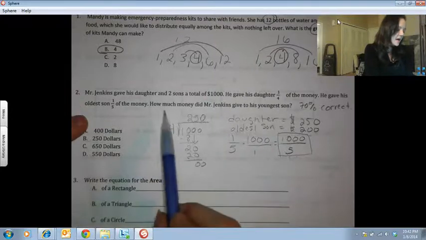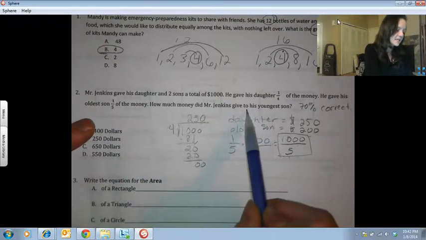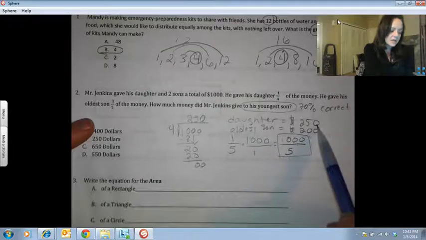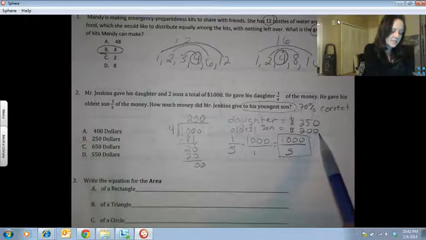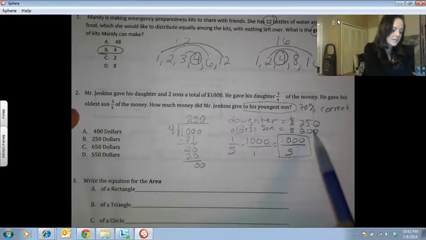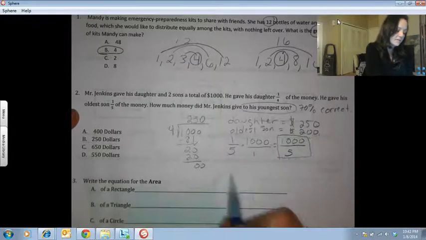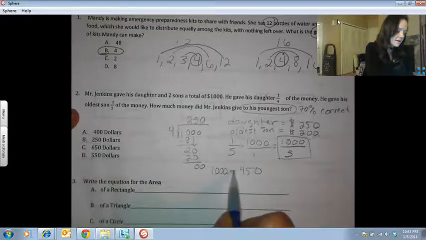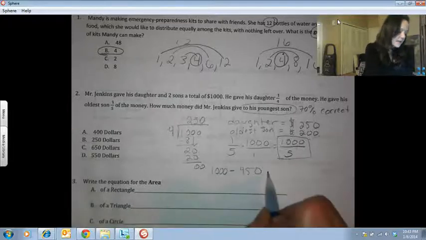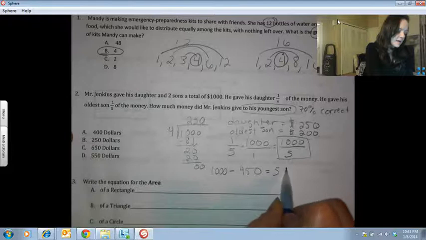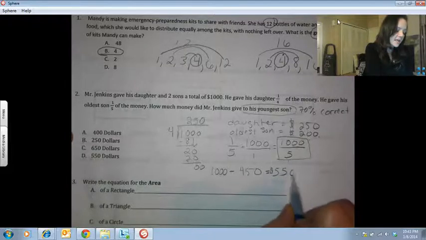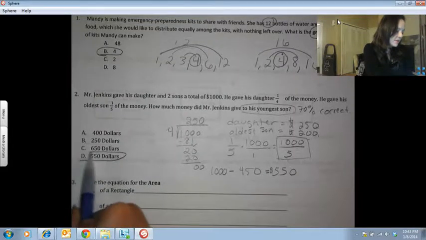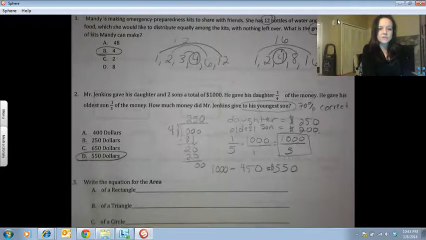Okay? How much money did Mr. Jenkins give his youngest son? Well, we have to figure out how much is left over. So if the daughter gets $250 and the oldest son gets $200, then what's left over? 250 plus 200 is 450. But I have to subtract that from 1,000, and that's going to be $550. Okay, so the answer here on the test review is D. The amount left over is $550.